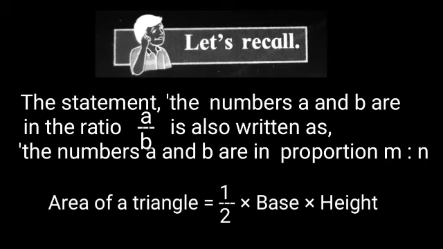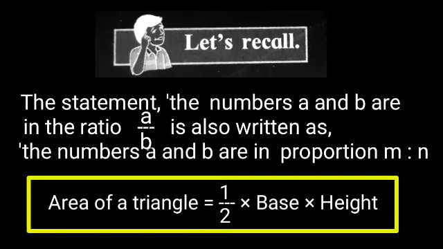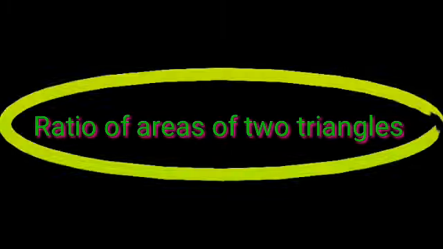Let us recall the statement: the numbers A and B are in the ratio A upon B, also written as the numbers A and B are in proportion m as to n. We have studied before this standard that the area of a triangle is 1/2 into base into height. Now, the ratio of the areas of two triangles.